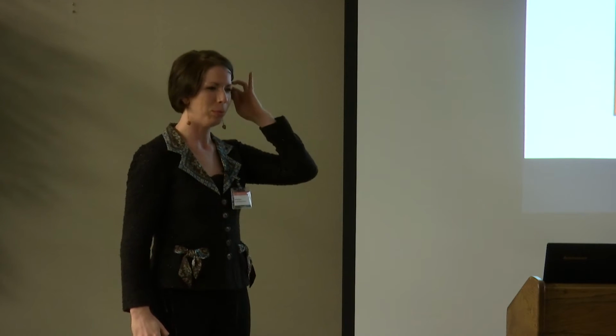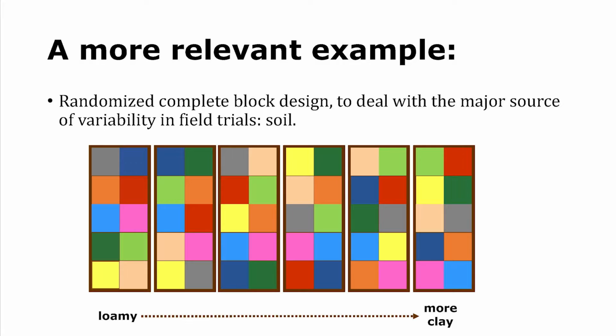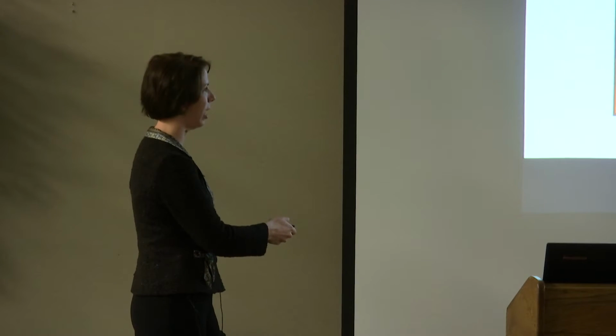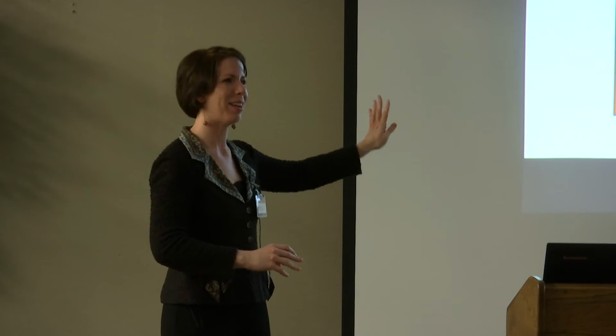Okay, so that's a really simplified example. Let's go to something that might be more relevant and more interesting. So imagine that you have a randomized complete block design, because you're a very good agronomist, and you designed this with a single gradient to take care of something that you know happens in this field that you've used before. You've got nice loamy soil over here, and you have clay over here. You want to correct for this. I'm not saying that this is the best design at all. This is just a hypothetical example.